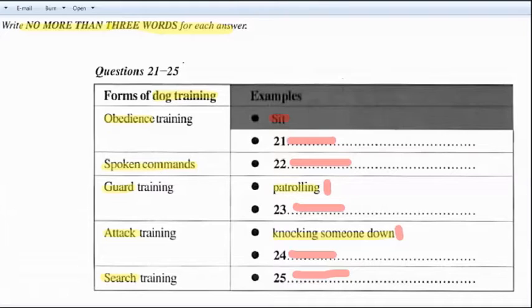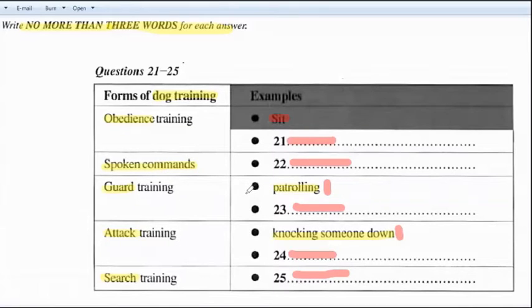So you can, in your mind, sort of predict what kinds of answers there might be. Like number 21, obedience training, maybe sit, stay, speak, come, eat, probably not eat, but any other kinds of simple command verbs. Okay, spoken commands. Spoken commands might be more activities that they would do, like fetch. I'm not sure if you're familiar with that word, but fetch, or maybe speak, something like that. Hard to know.